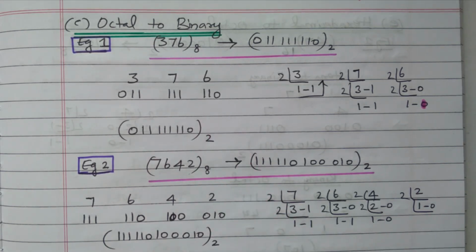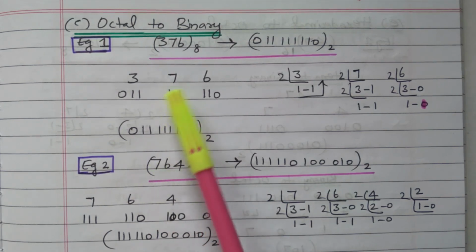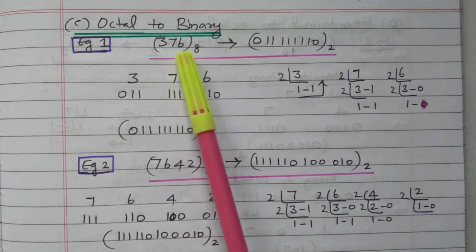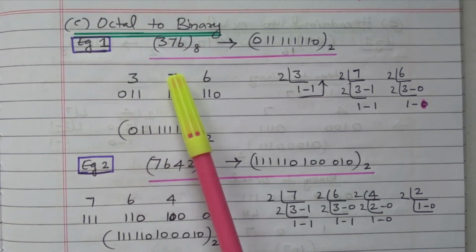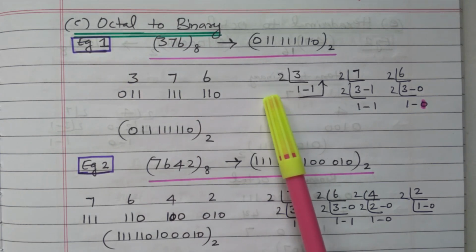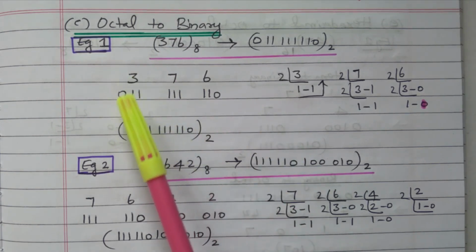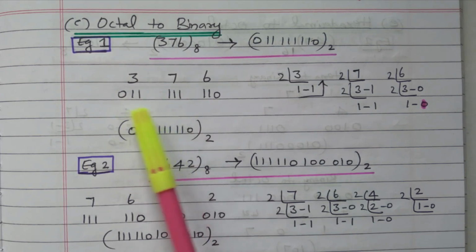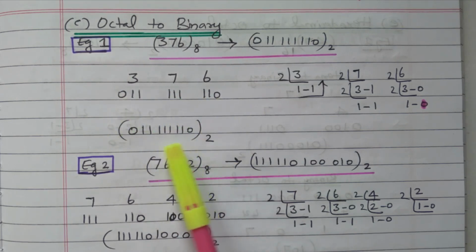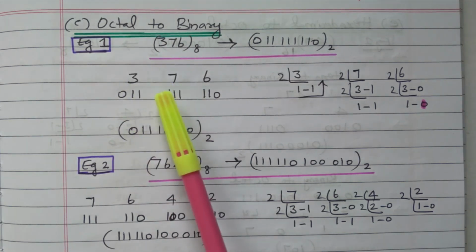Now we'll combine all these 9 digits: 011111110. So this is the binary equivalent of this octal number 376. How are we doing it? 376 is written separately. Each and every digit is converted into binary separately and made into 3 digits. Then we combine all the digits. That is nothing but the binary equivalent of the octal 376.